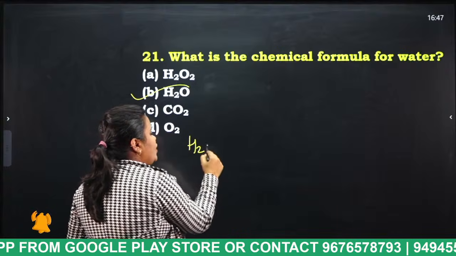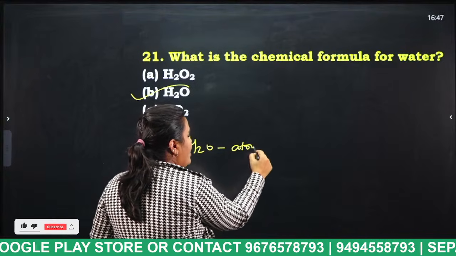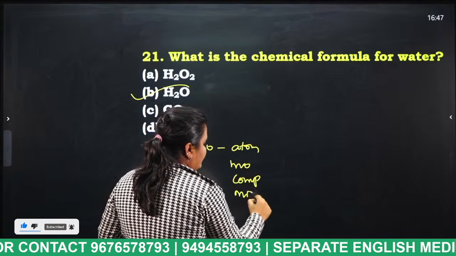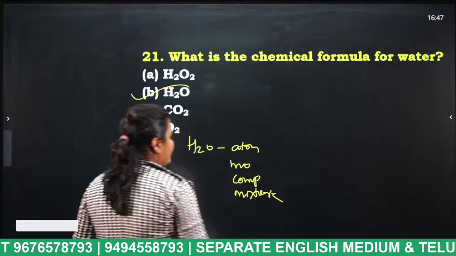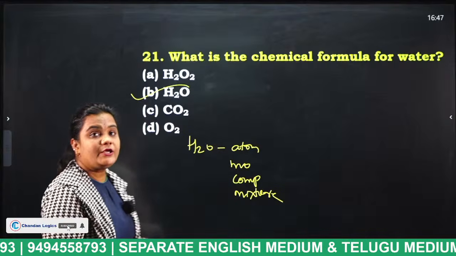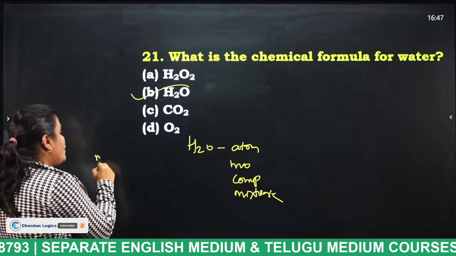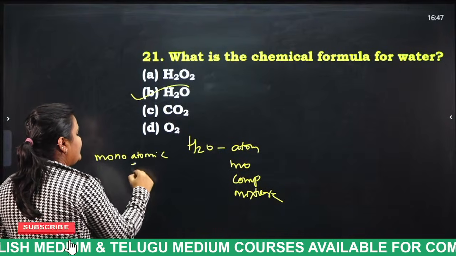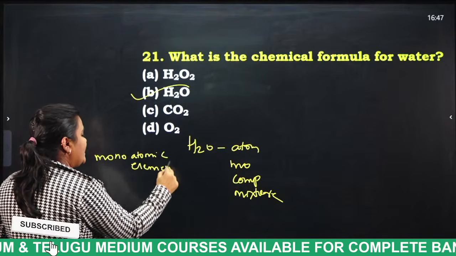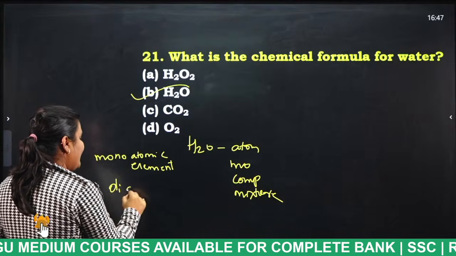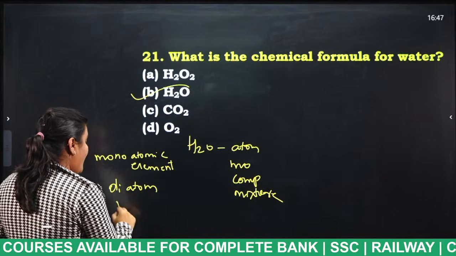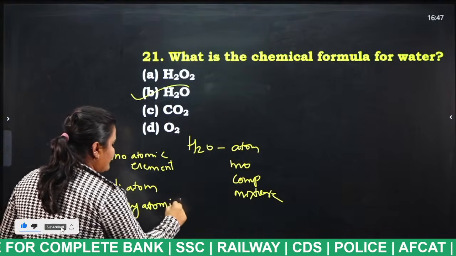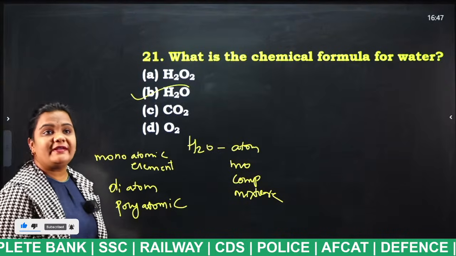Okay. H2O, is it an atom or a molecule or a compound or a mixture? Tell me, students, what is the answer for this question? H2O. And give me an example for monoatomic element, diatomic element and polyatomic element. Try to answer. This is also very important.